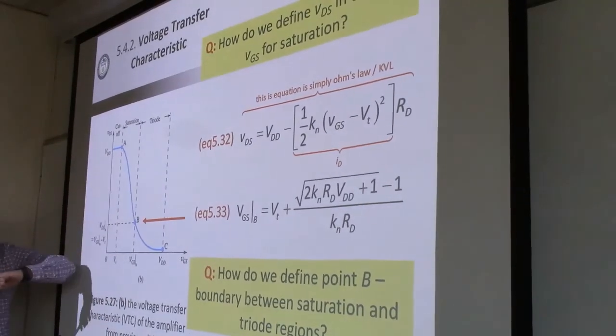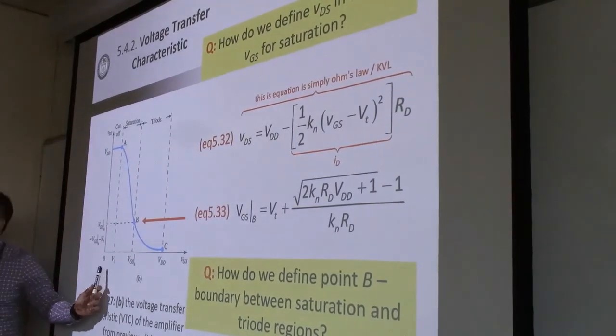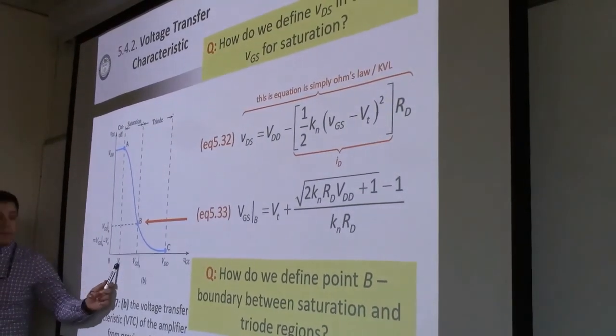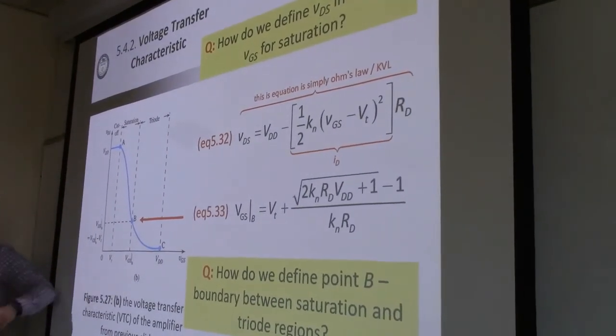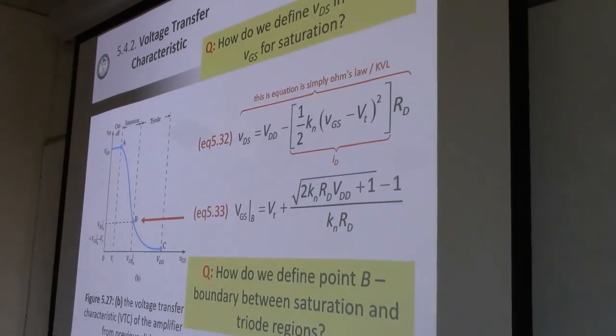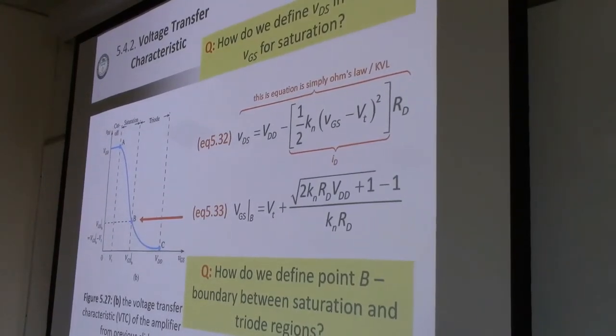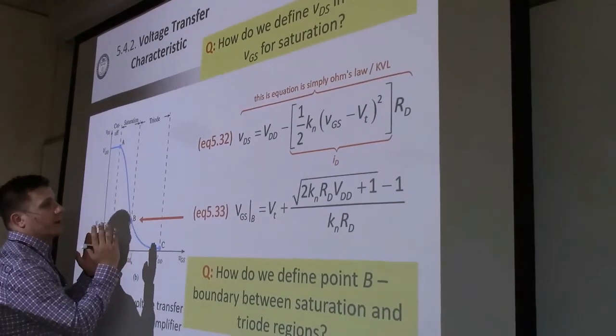How do we know where A is? A is pretty easy because A is just going to be where VGS is equal to VT. That's an easy one. Point A is easy to define. Point B is not necessarily so easy to define. It's the transition between saturation, which is here, and triode, which is here.